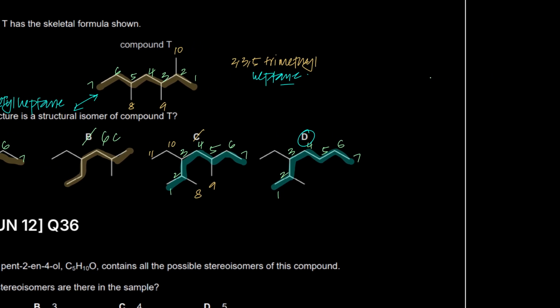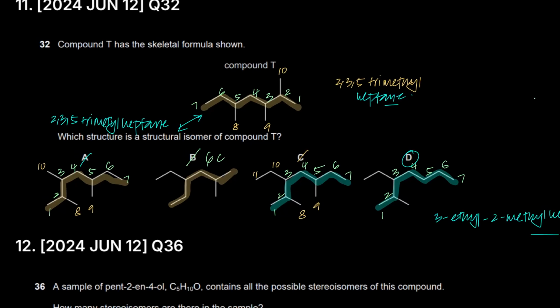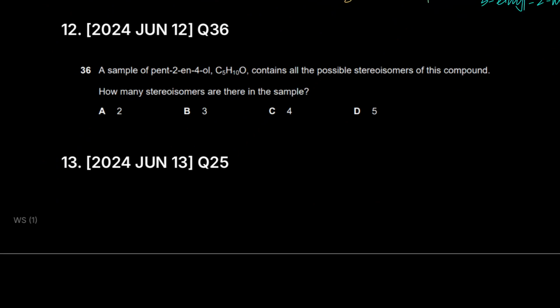If you want to name D, naming D is pretty simple. On the second carbon, you have methyl. On the third carbon, you have ethyl, right? So it's basically 3 ethyl, because E comes first. 3 ethyl, 2 methyl heptane, if you wanted to name it, but you don't, right? These are MCQs. You don't have to name or do anything. Done. Easy, guys. Oh, it's getting me tired.